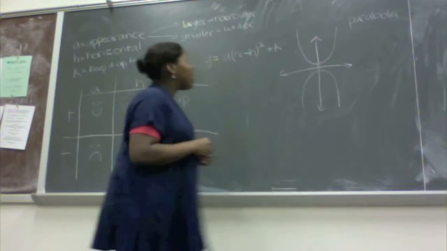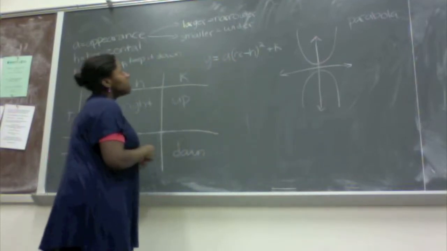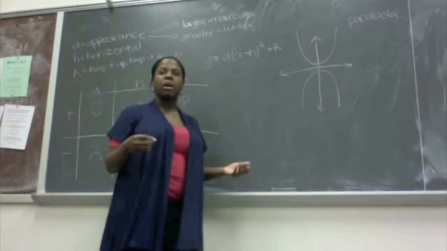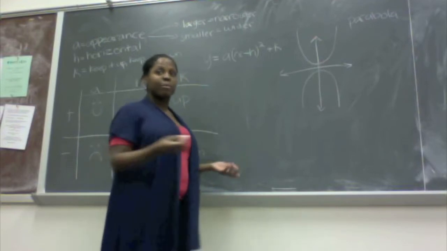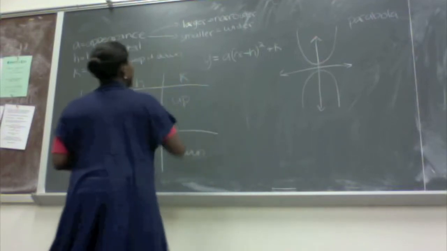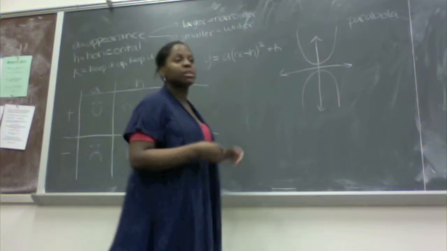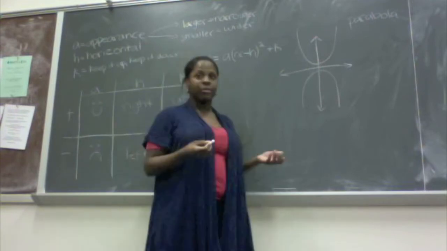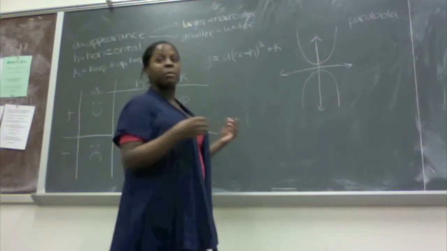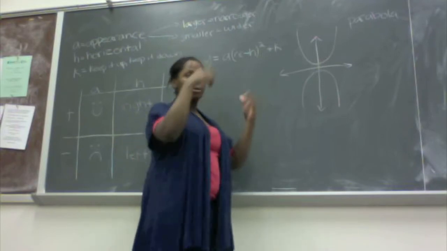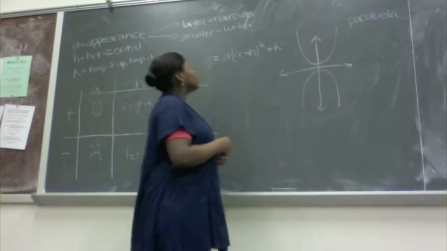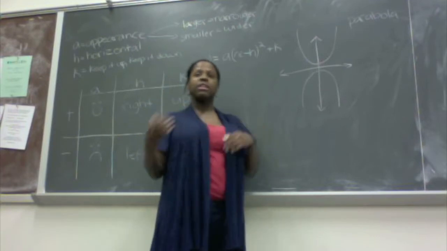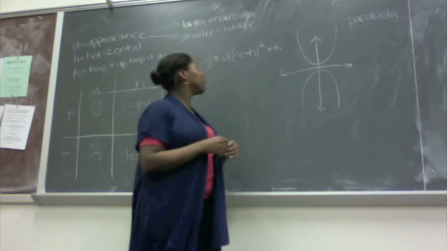Okay? Also, a, depending on whether it's larger or smaller than 1, affects the width of the parabola. So, if it's larger than 1, it's going to be narrower. If it's smaller than 1, it's going to be wider. So think the larger, the narrower; the smaller, the wider.